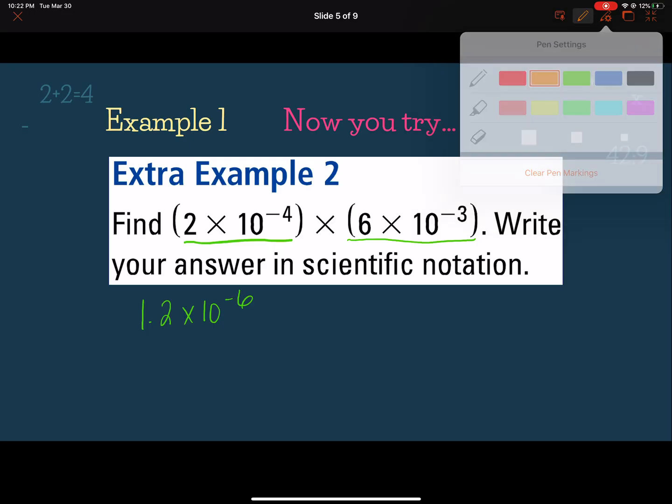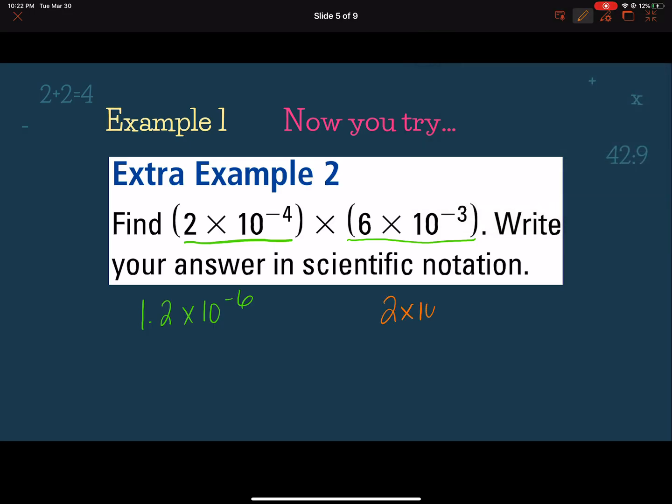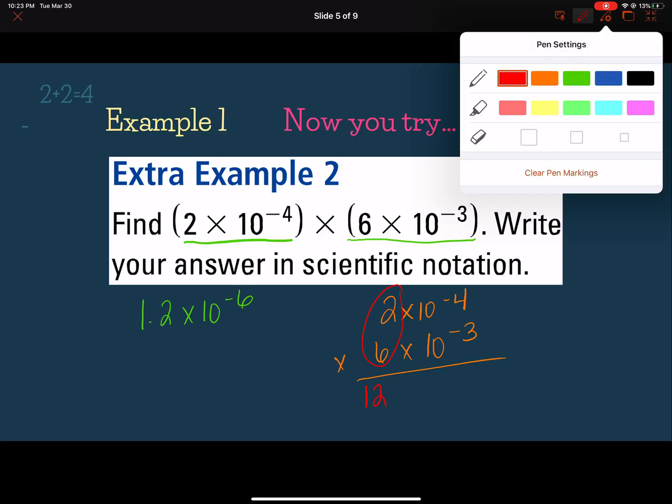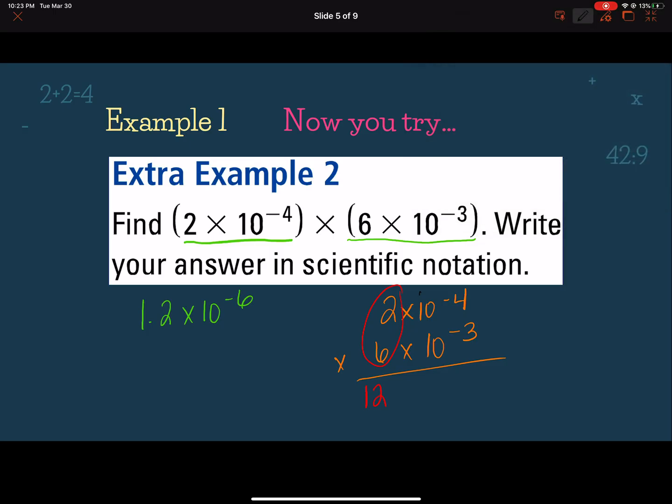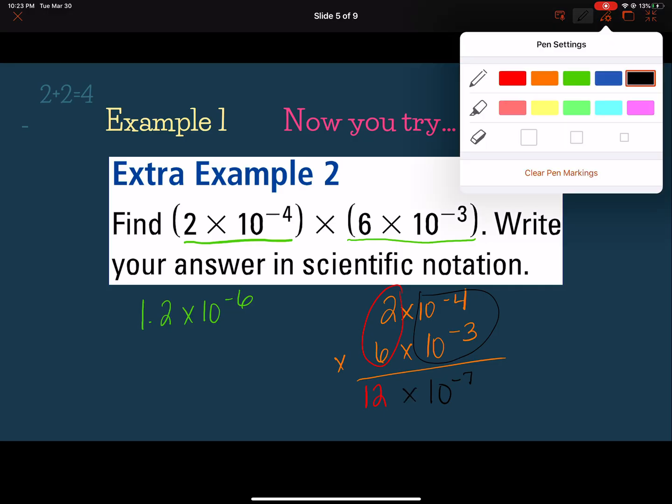So let's see what happens if I do this by hand. If I don't have my calculator, I just need to follow my product rule rules, and I need to do these separately. So 6 times 2 are my factors. If I do that separately, that's just 12. And then for my powers of 10, I have 2 powers that have the same base that are being multiplied. So I just add their exponents. And -4 plus -3 is -7. So my answer here is 12 times 10 to the -7th.